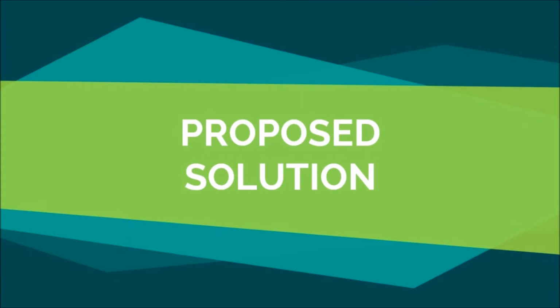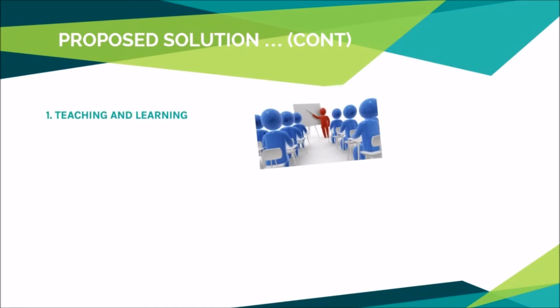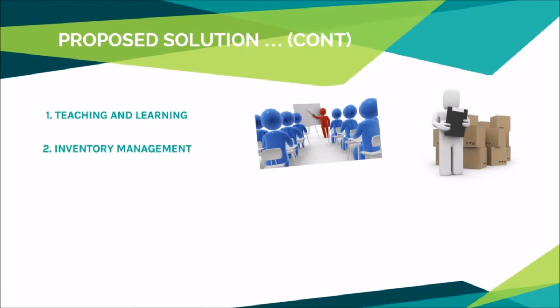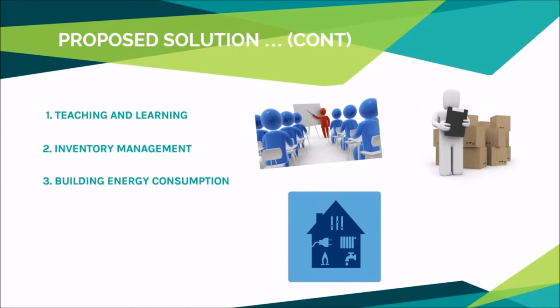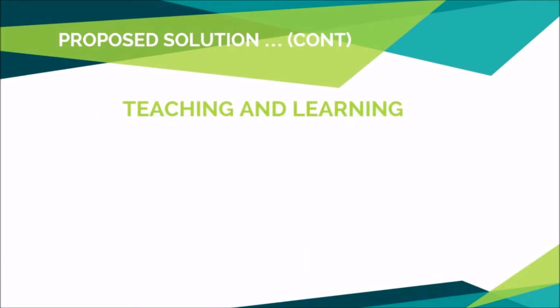In this part, we have proposed 4 main ideas on where we can implement the IoT in university environment. The ideas are as following. First is for teaching and learning. Second is for inventory management. Next is smart building, which will be focusing on energy consumption. And lastly is for transportation, which we narrow it to bus tracking system. Let's go in detail for the first idea.